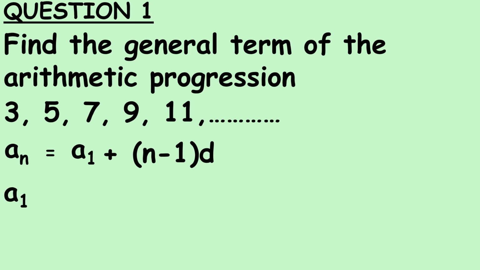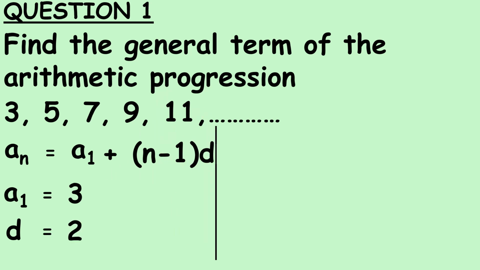So what is our a1? Our a1 is 3 because a1 represents the first term, n represents the number of terms, d is the common difference. So what do we know? Do we know what n is? We don't know what n is. We don't know the number of terms for the general equation, so let's leave it as n. But we know what the common difference is, and the common difference is 2. So a1, the first term, is 3, and d, the common difference, is equal to 2.